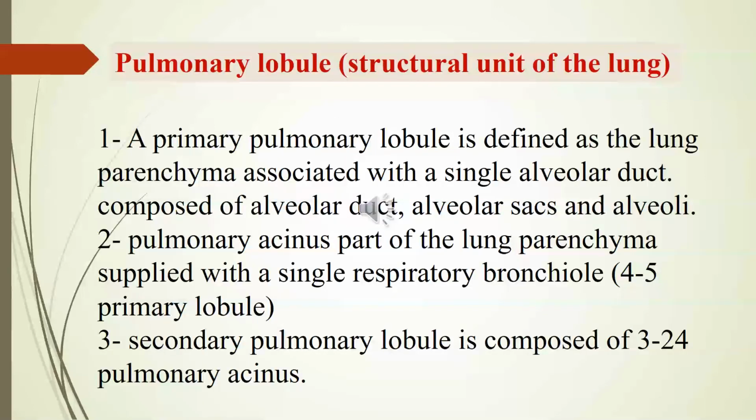The structural unit of the lung is the pulmonary lobule. The smallest structural unit of the lung is the primary pulmonary lobule, which is that part of the lung tissue supplied with one alveolar duct, formed of alveolar duct, alveolar sac, and alveoli. If 4 to 5 primary pulmonary lobules collect together, they will form what is called the pulmonary acinus. The pulmonary acinus is that part of the lung supplied with a single respiratory bronchiole. From 3 to 24 pulmonary acini will form what is called the secondary pulmonary lobule.